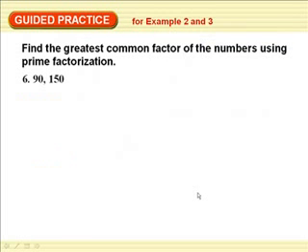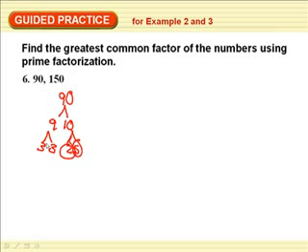All right, so let's do a whole bunch of them. Find the greatest common factor of the numbers using prime factorization. So prime factorization, we do our trees. 90 would be 9 times 10, 3 times 3, 2 times 5. So you do the trees also. Don't just let me do all the work. 2 times 3 times 3 times 5.